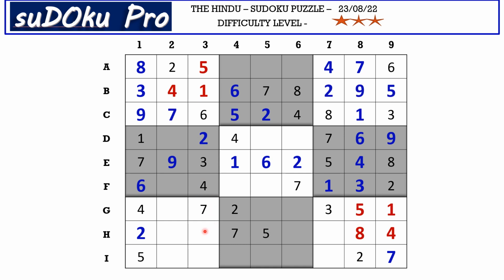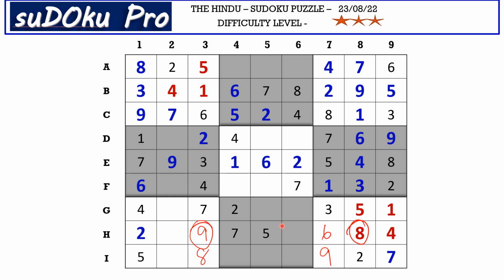In column 3, there are only 2 empty cells and the missing numbers are 8 and 9. There is 8 blocking from H row. So H3 takes 9 and I3 takes 8. Here in column 7, there are only 2 empty cells and the missing numbers are 6 and 9. There is 9 blocking from H row. So H7 takes 6 and I7 takes 9.